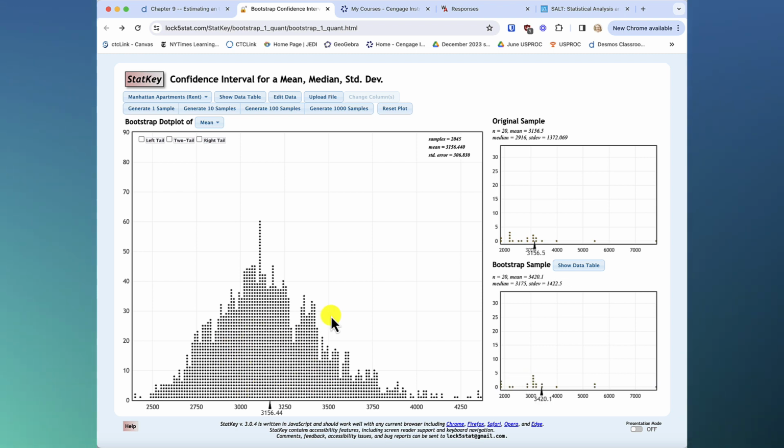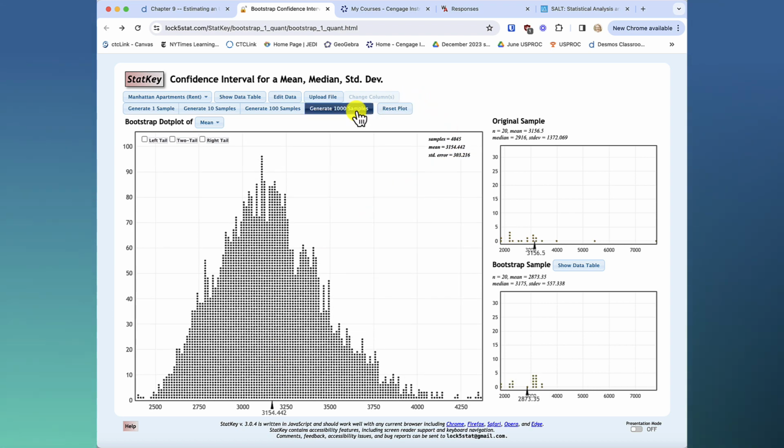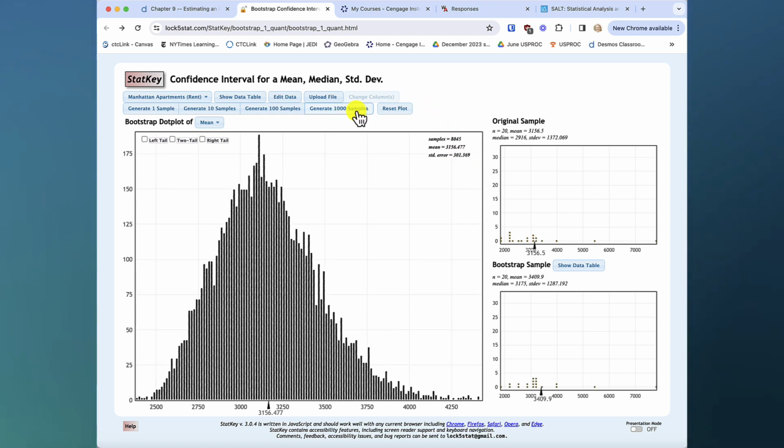Now, there are people out there that do have lots of friends. They probably could generate this. And perhaps they could even generate like 10,000 samples. And you can kind of see what is happening when we take lots and lots of samples from a population.